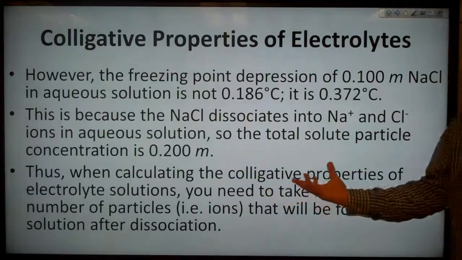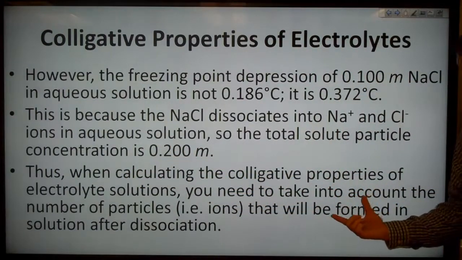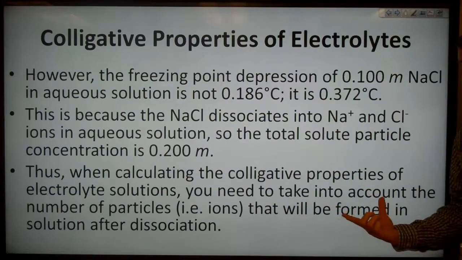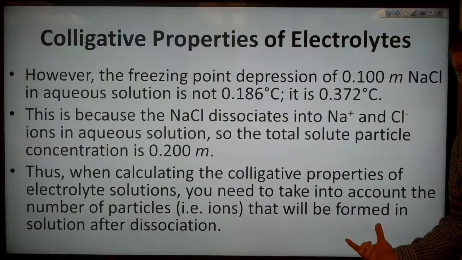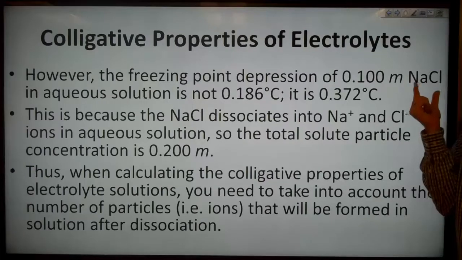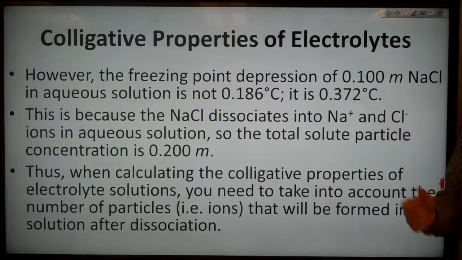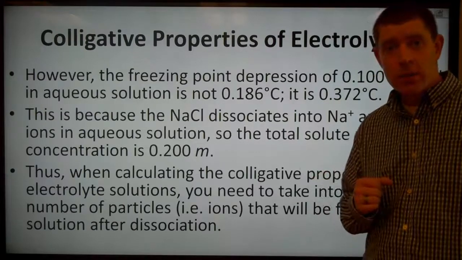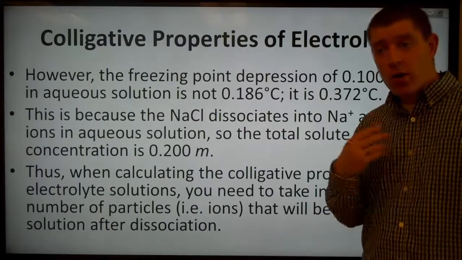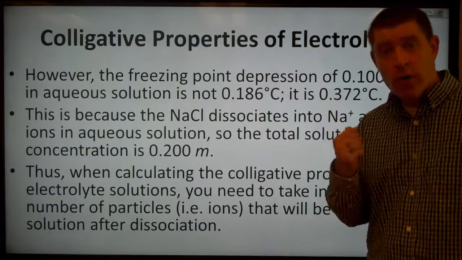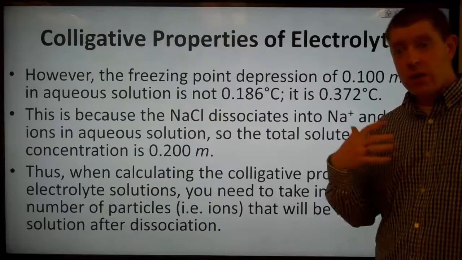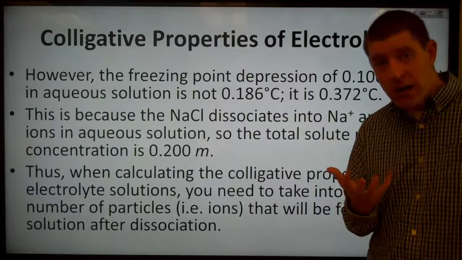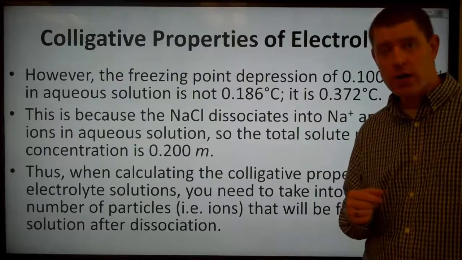So when we calculate the colligative properties of electrolyte solutions, we need to be very careful to take into account the number of particles, in other words ions, that will be formed in solution after dissociation. So for sodium chloride, you get 2 ions for every formula unit that dissolves. For something like lead(IV) nitrate, if that were to dissolve in water, you'd get 1 lead ion and 4 nitrate ions into solution. And so the total solute concentration would be 5 times the lead(IV) nitrate concentration.